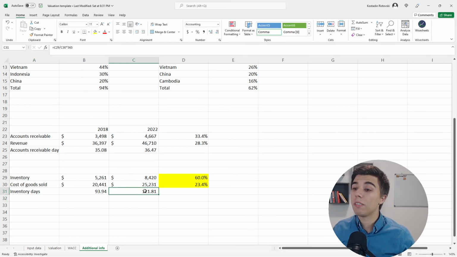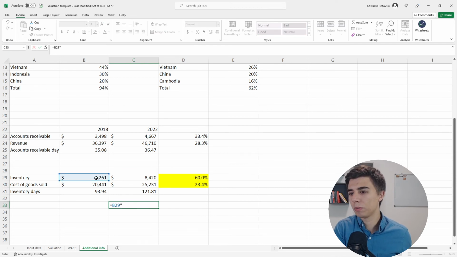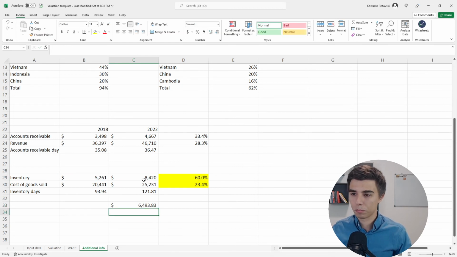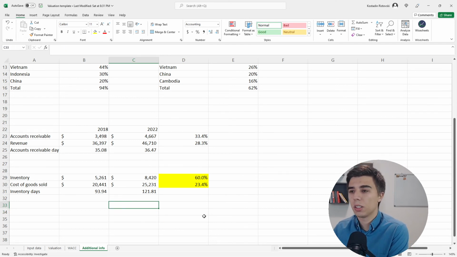Well, this is quite a lot. So they have enough inventory to sell products for 121 days. So this is again excess cash. And if you think of it that way, if the inventory increased in proportion with the cost of goods sold, right, by the, what was it, 23.4%, it would have been 6.5 billion. So you have a difference of close to 2 billion of capital that would not have been tied up in inventory. So something that's worth checking.